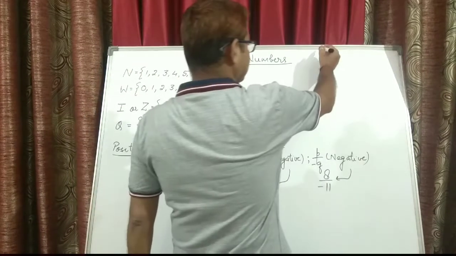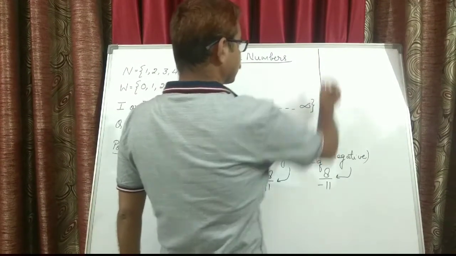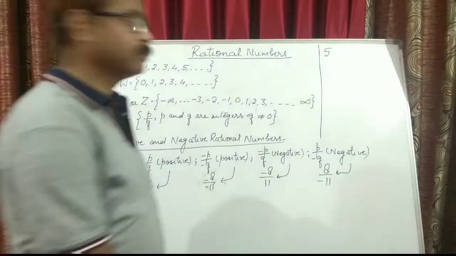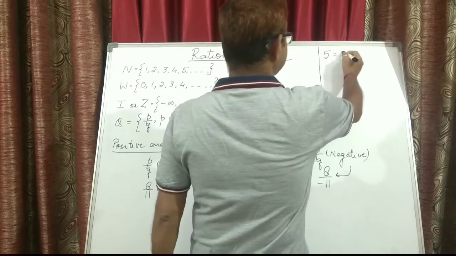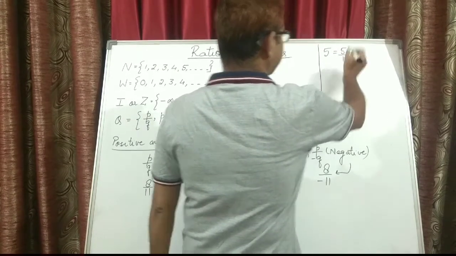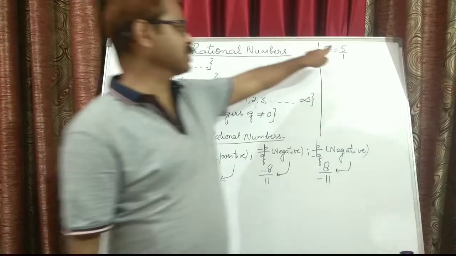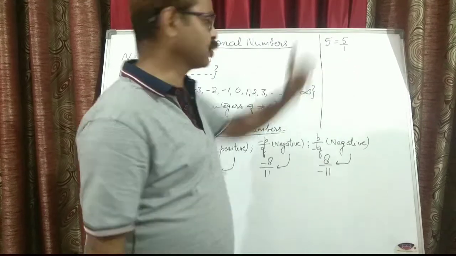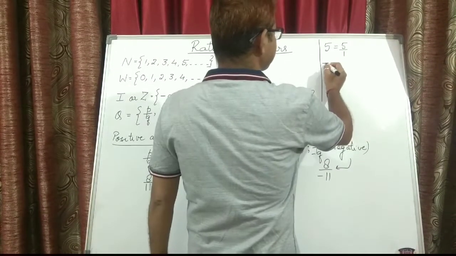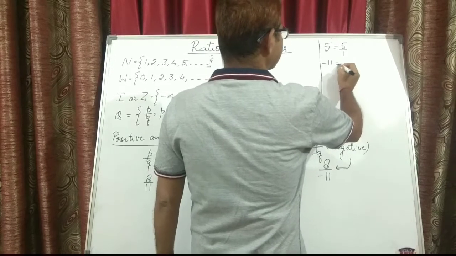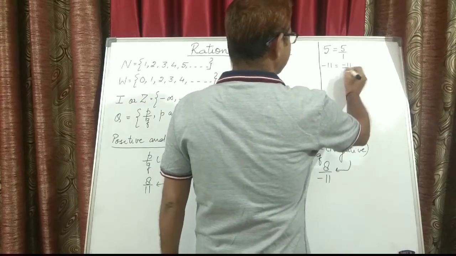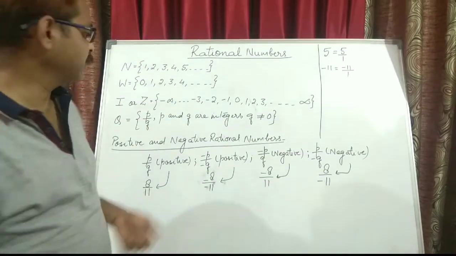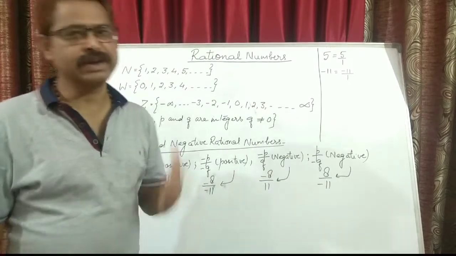Suppose I say 5. So 5 is a rational number because we can write it as 5 upon 1, where 5 is an integer, 1 is an integer, and you can see that the denominator is not equal to 0. Next we can consider minus 11. That is also a rational number because it can be written as minus 11 upon 1, where minus 11 is an integer and 1 is also an integer.